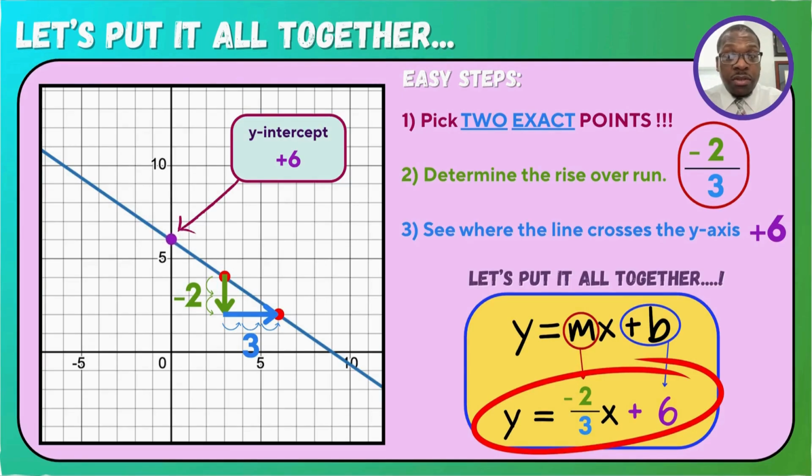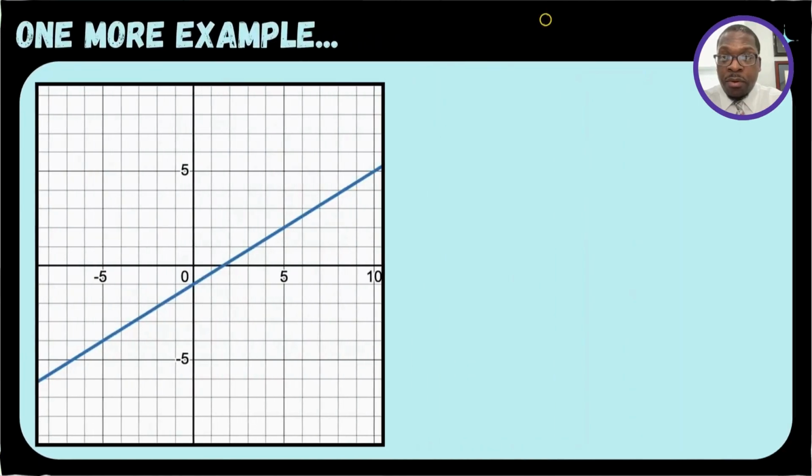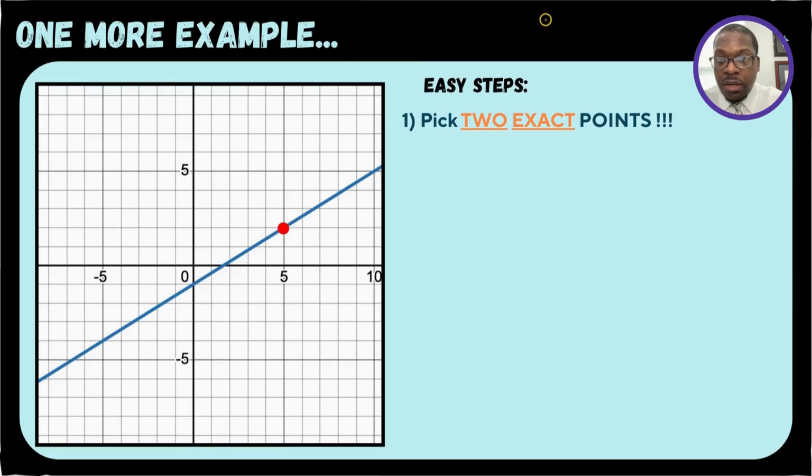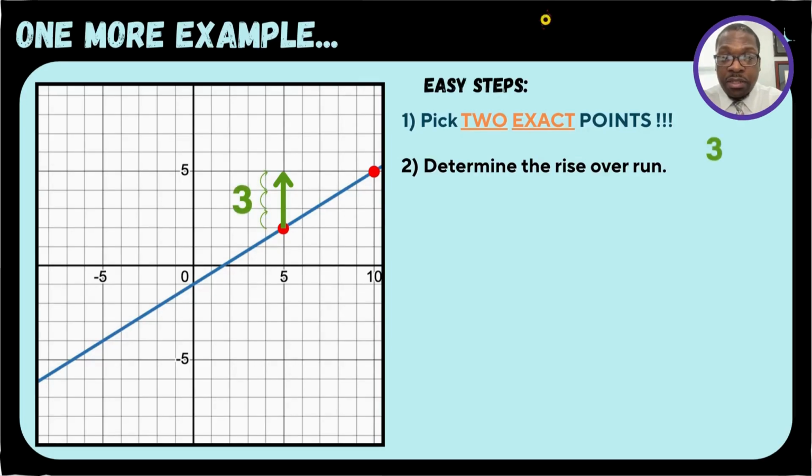Okay, let's look at another one and make sure we're on the right track. Okay, one more graph, and it follows the same easy steps. Step 1, pick 2 exact points. So I'll choose one here, and I'll choose one there. Again, you could have chosen different points. Just make sure they're at exact intersections. Okay, step 2, determine the rise over run. This graph is considered to be going up, so therefore it's going to give us positive numbers. So it goes up. We just need to count how many spaces. 1, 2, 3. Because it went up 3 spaces, we'll put the rise at the top as 3.